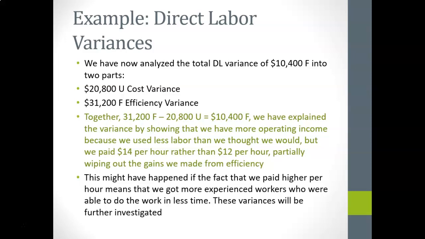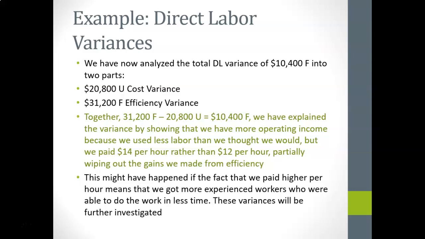If we had paid $12 an hour, then we would have a $31,200 total variance that would be favorable. Our operating income would be $31,200 more than we thought it would be. However, because we spent a little bit more per hour, we only have a $10,400 favorable variance instead of the $31,200.